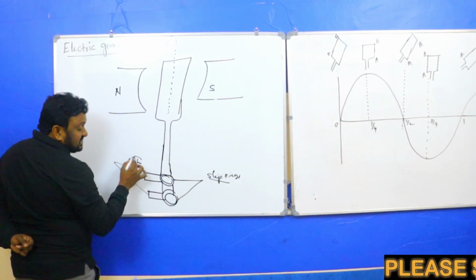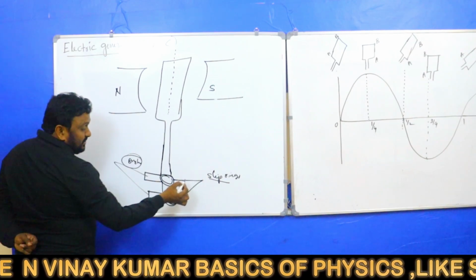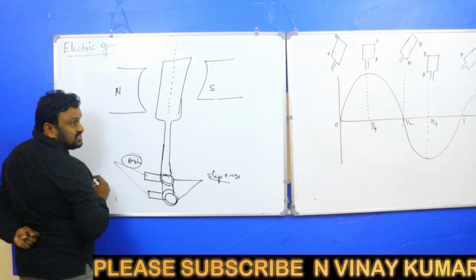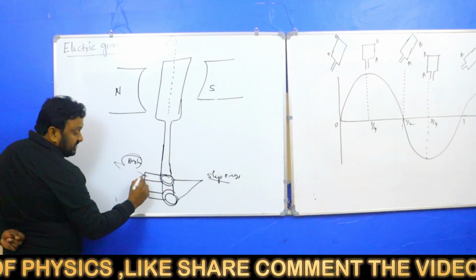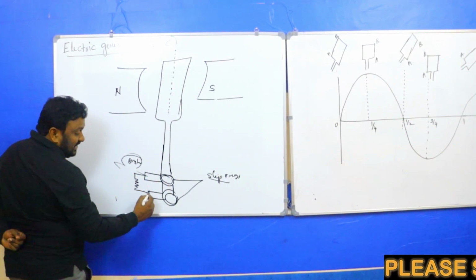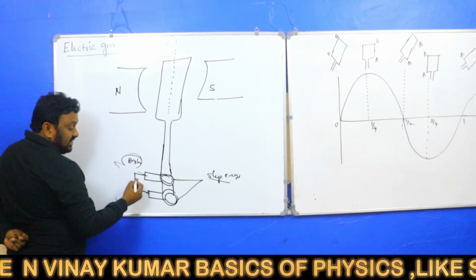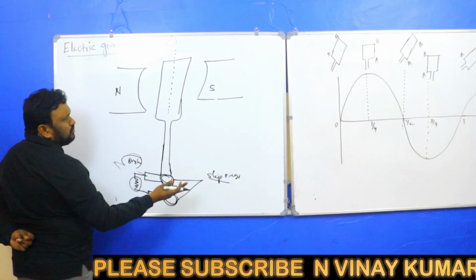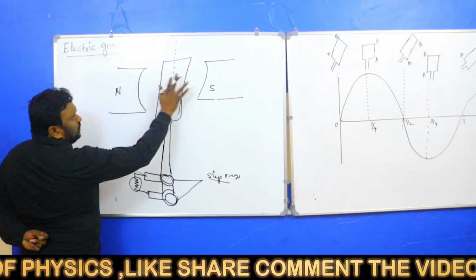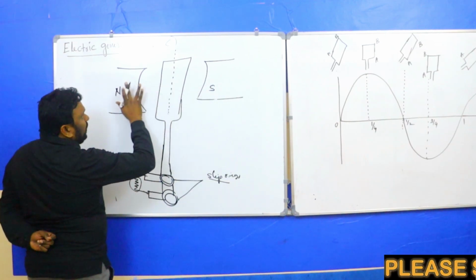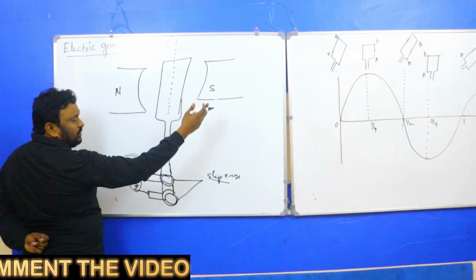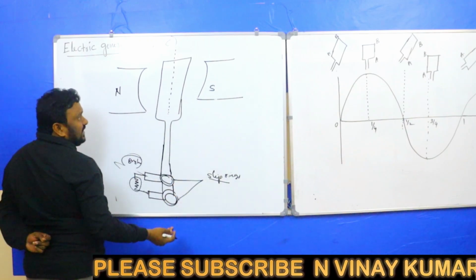When these brushes press the slip rings, obviously the current is coming from the slip rings to the brushes. In between these two brushes we connect any device, and that is going to use the current. Clear? Very simple to understand. There are two magnetic poles. Why are we using concave-shaped magnetic poles? Because they can increase the intensity of the magnetic field.